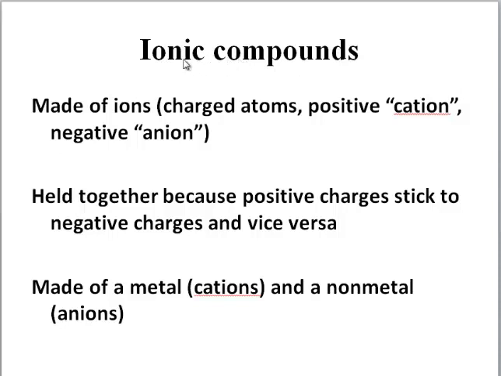Ionic compounds, as opposed to molecular compounds, are made of ions. Ions are charged atoms, as we have seen. A positive ion is called a cation, and a negative ion is called an anion. Ionic compounds are held together because positive charges stick to negative charges and vice versa. This implies that every ionic compound will have positive and negative charges, and in a typical ionic compound, there will be a metal, and the atoms of metal supply the cations, and a nonmetal, and the nonmetal atoms will be the anions.